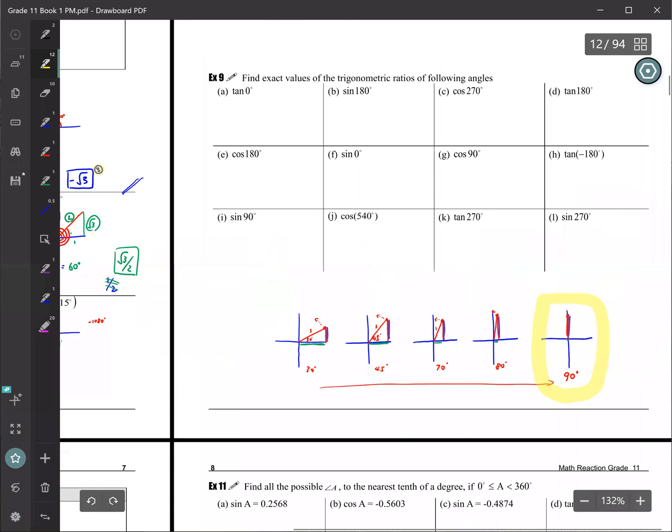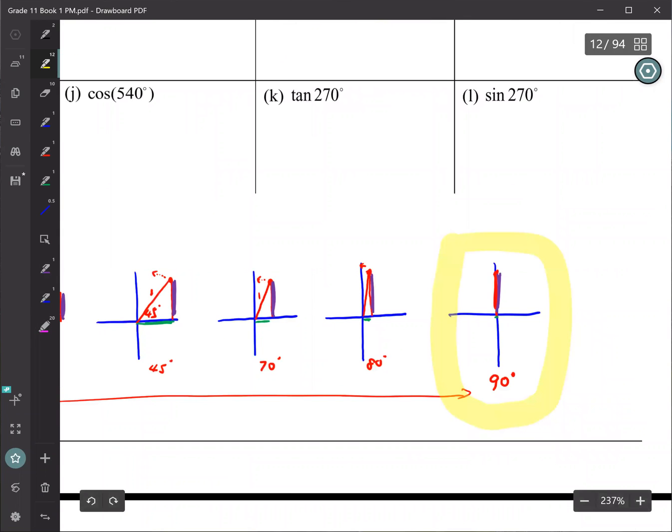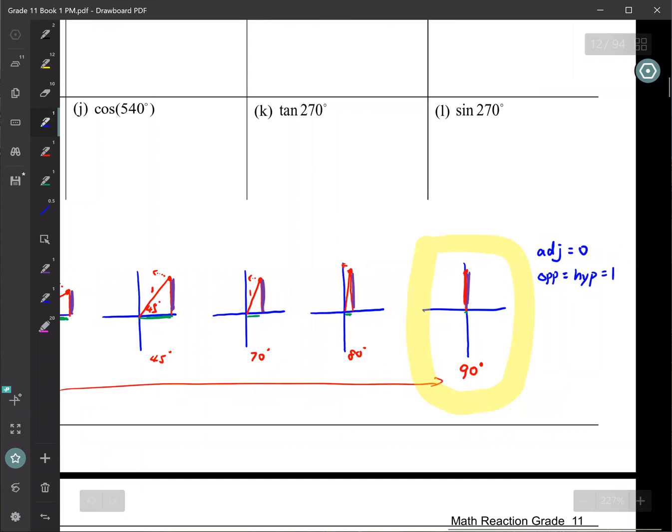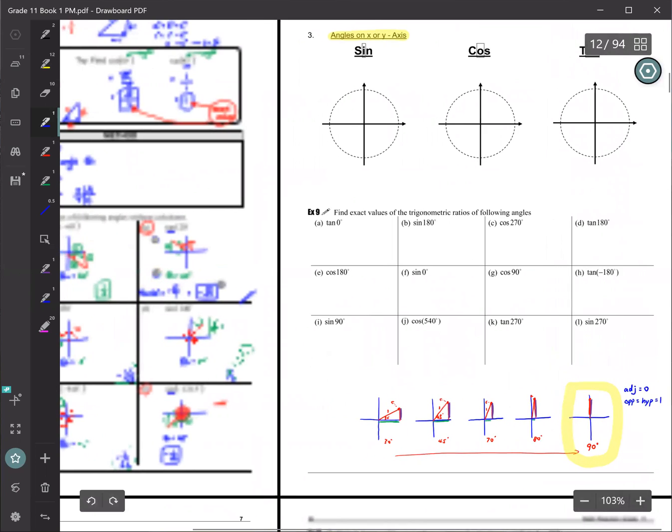Okay, so what does that tell us then? Let's write it down. For this 90 degrees, the adjacent is 0, because it disappears. Opposite will be the same as hypotenuse because they collapse together. So let's say they both equal 1, because they are the same. It doesn't matter what number, let's say we call it 1. So if at 90 degrees we have that, then we can use it to figure out the ratios.